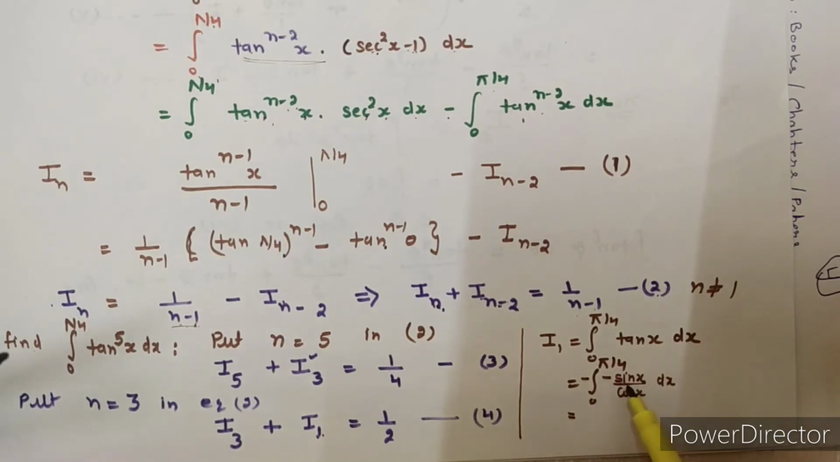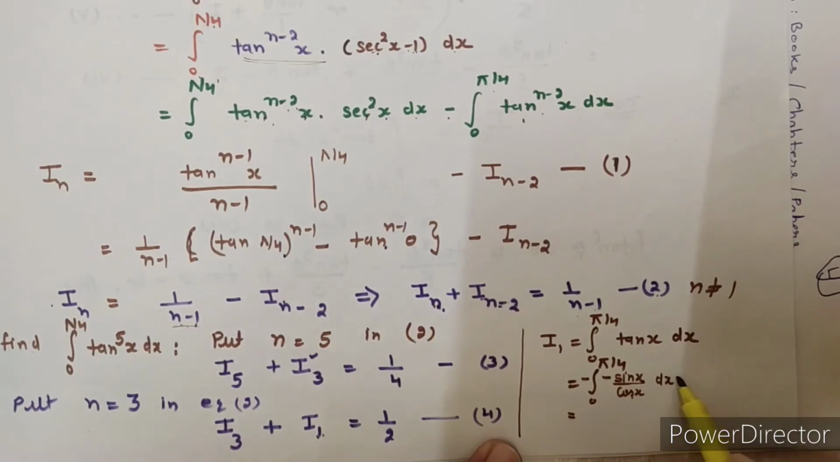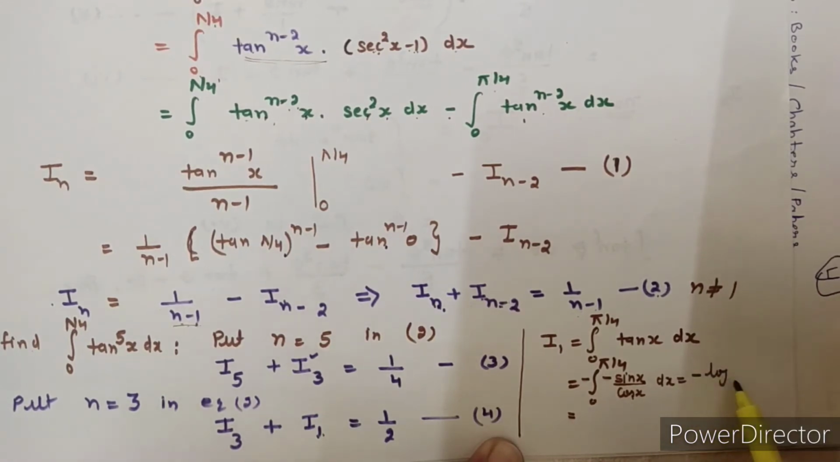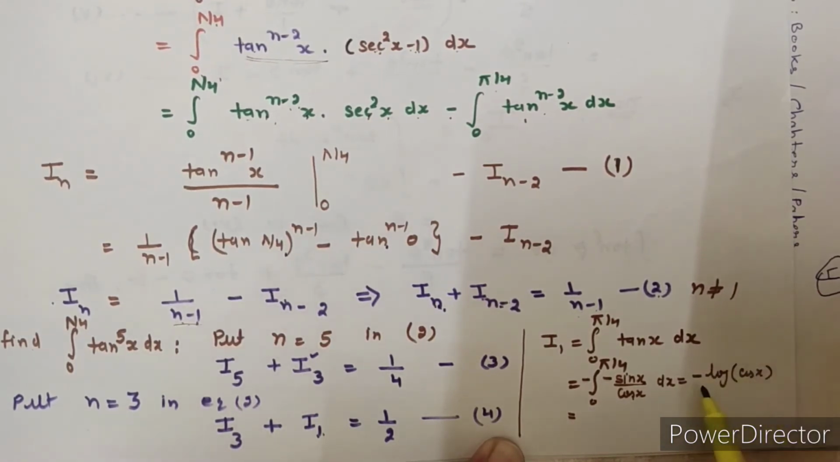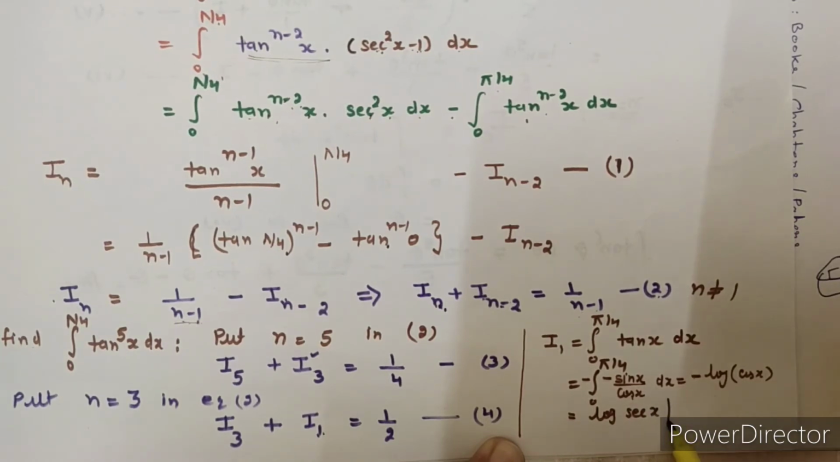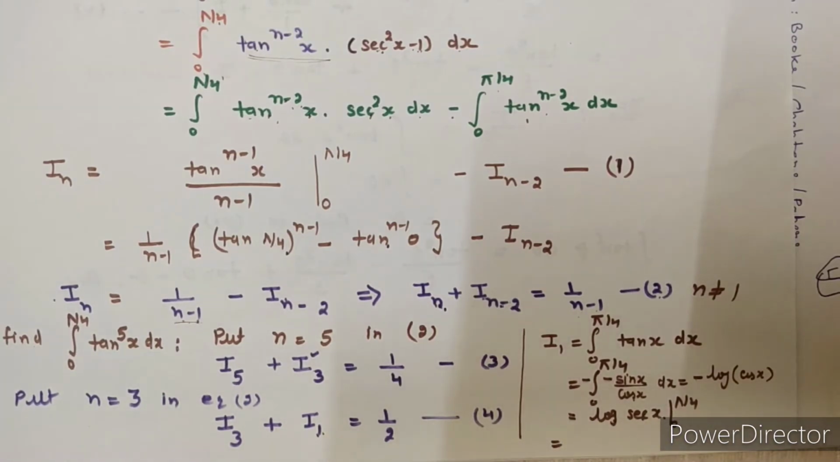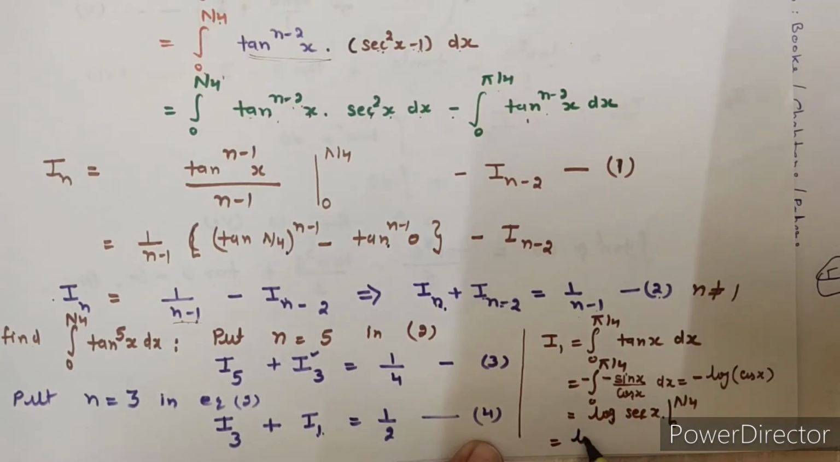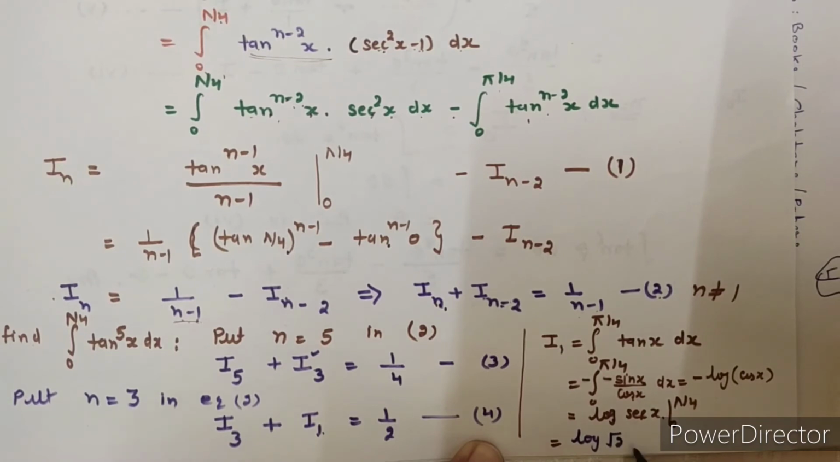Now cos x derivative is minus sin x. So it is log of cos x. You can write minus power here. So it is log of secant x also. You can write it this way too. And the limit is 0 to pi by 4. Now log of secant pi by 4. What is the value of secant pi by 4? This is under root 2. So it gives log of under root 2 minus log of 1.